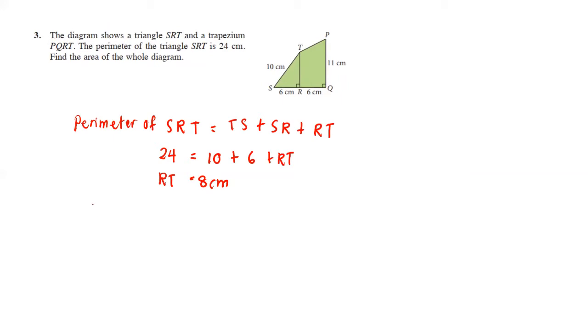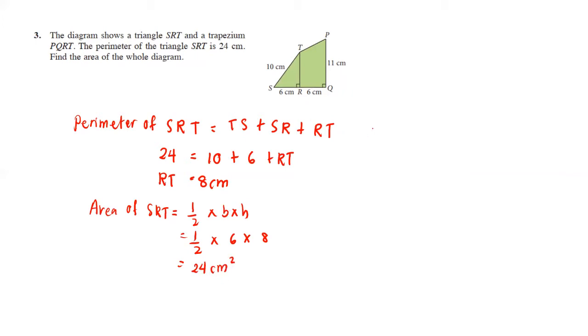Okay, so now we can find the area of SRT. So we'll use the formula 1/2 times base times height. So the base will be 6 and the height is 8. So we get the area of SRT at 24 cm square.